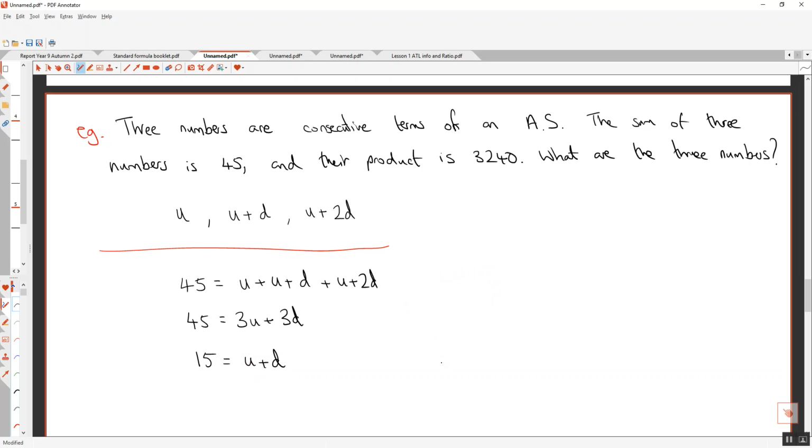What other information have we not used yet? The product. What does product mean? Multiply. Right, so how do I want to multiply these three terms together? Okay, so u times u plus d times u plus 2d is 3,240.